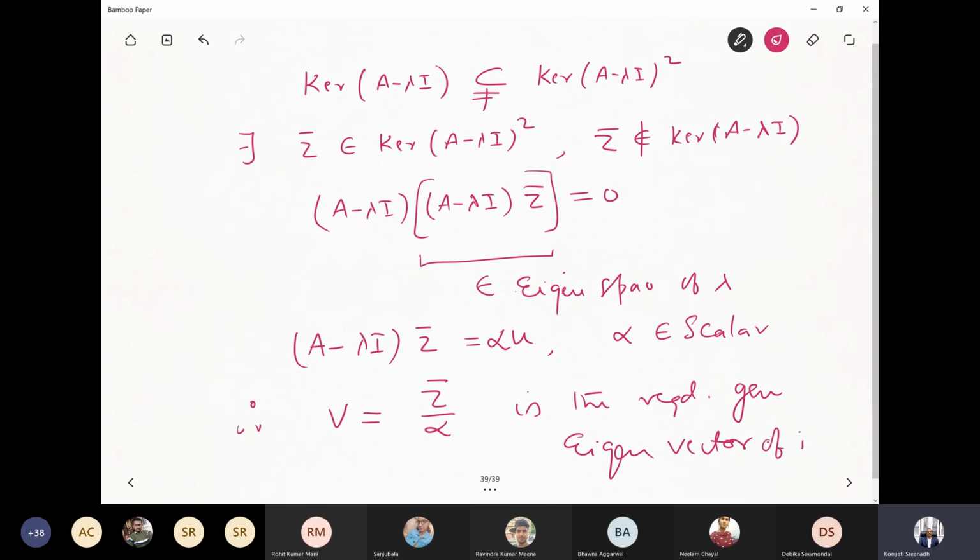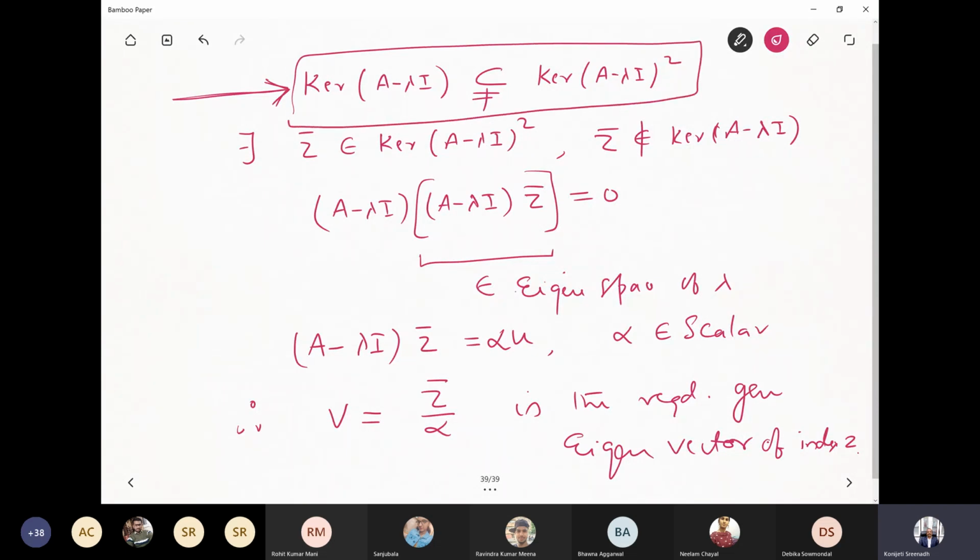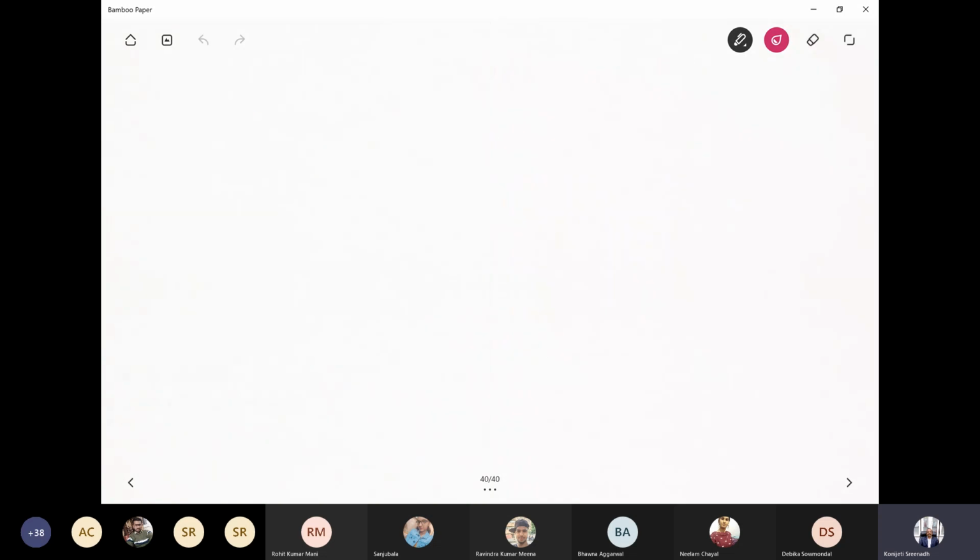Okay, of index 2. So you see, it's actually coming from the Cayley-Hamilton theorem, because the kernel here has, this is the important thing. And this step basically says that the geometric multiplicity is strictly less than the algebraic multiplicity. If it is not, then you won't be able to do this. Okay. So, therefore, now the justification for the existence of generalized eigenvectors is clear.